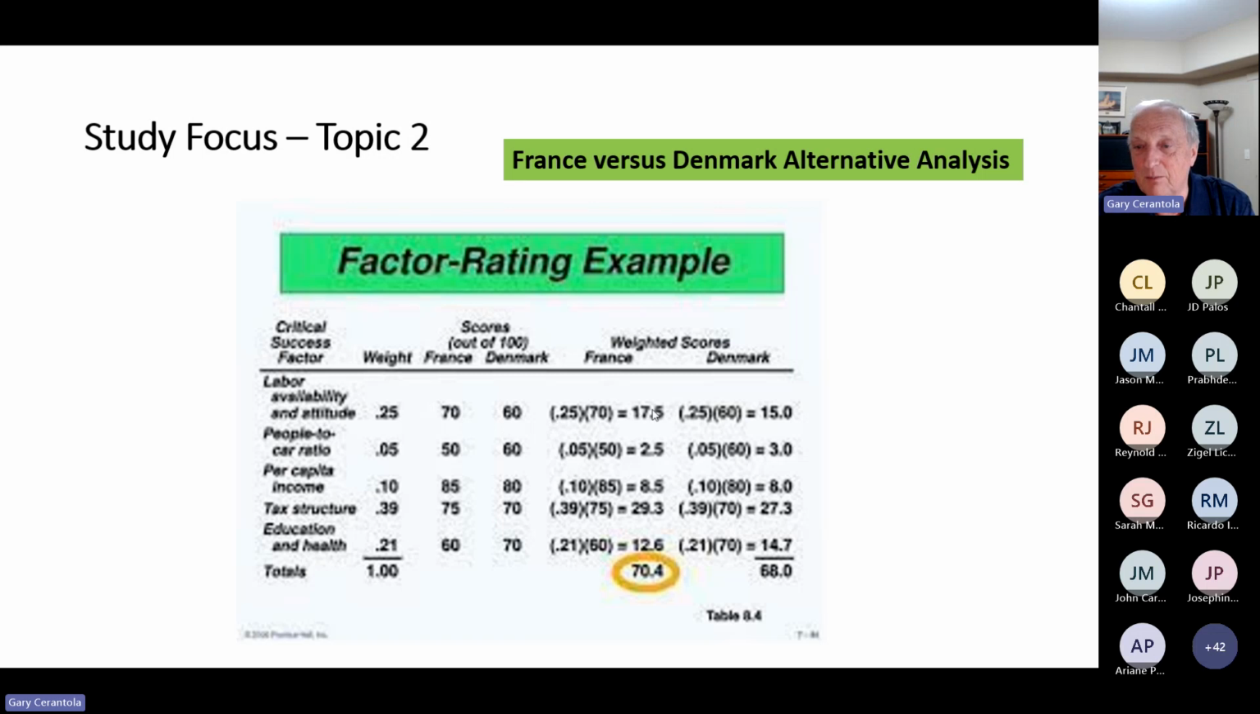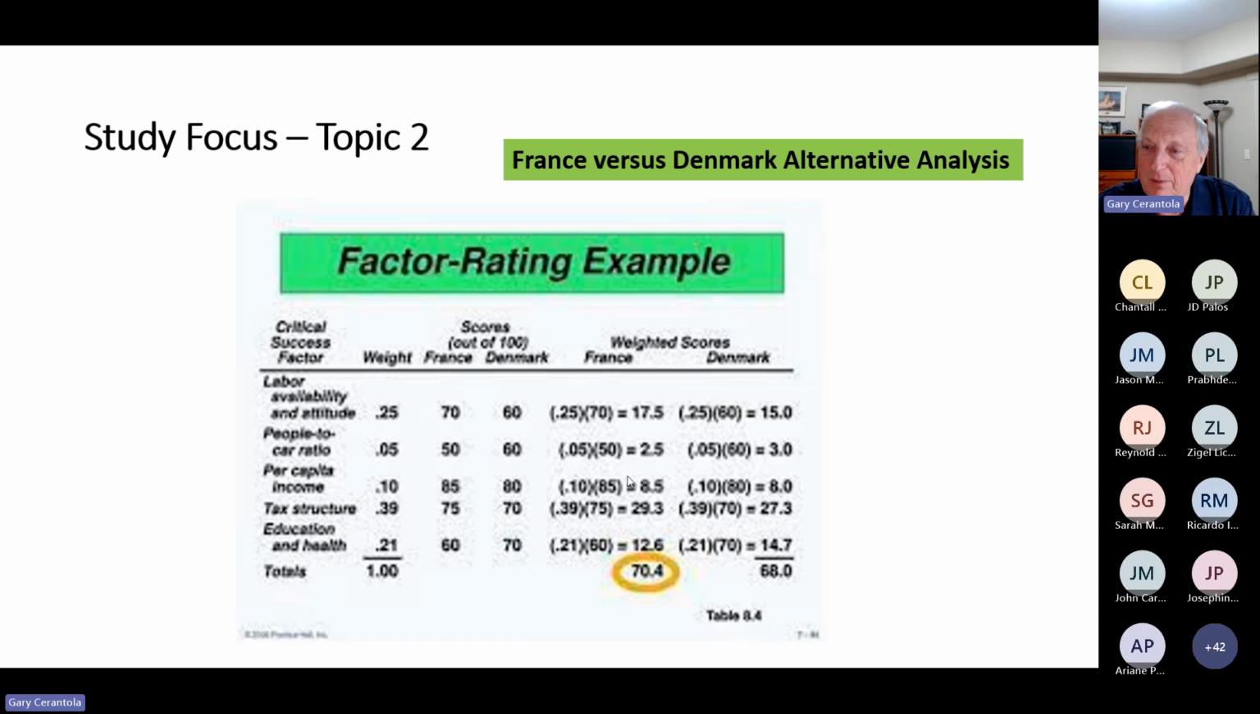0.25 times 70 is 17.5. And you can see that these weightings in percentage equal 100% or 1. So you would work that through the critical success factors of your decision. And then based on the weighting and then the score of, say, labor availability is 70 out of 100 in France, but it's 60 out of 100 in Denmark. And that's 25% of the decision making. So the expected value is 0.25 times 70 is 17.5.